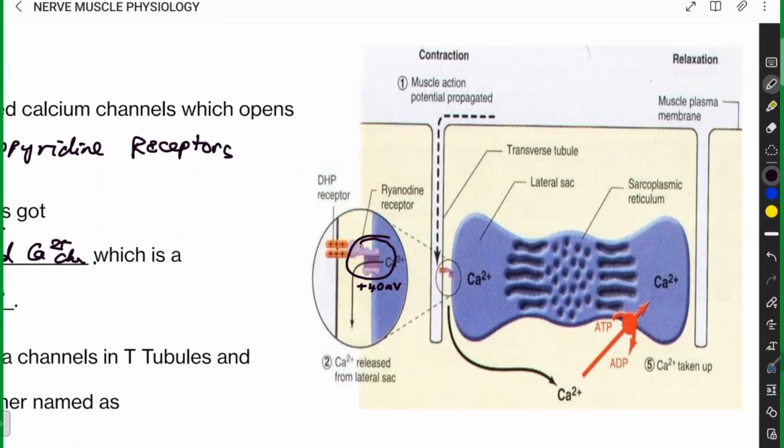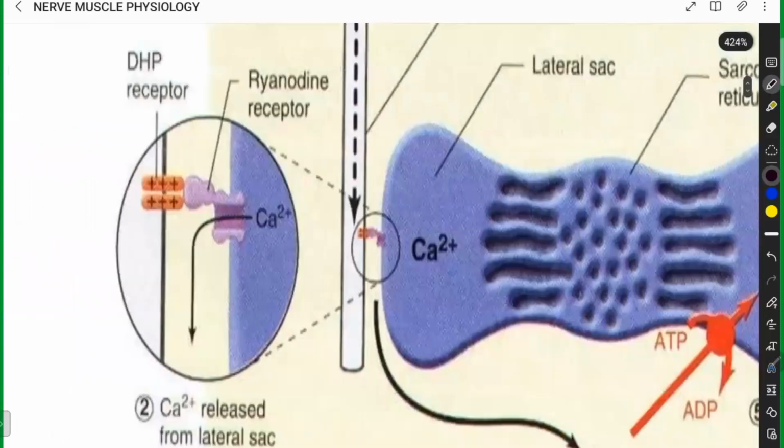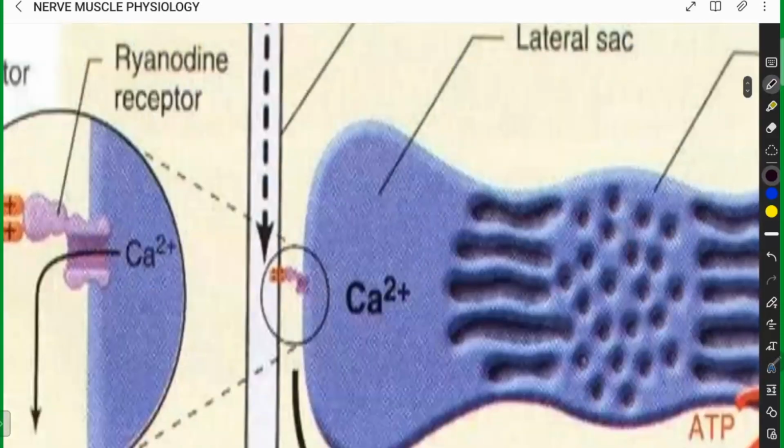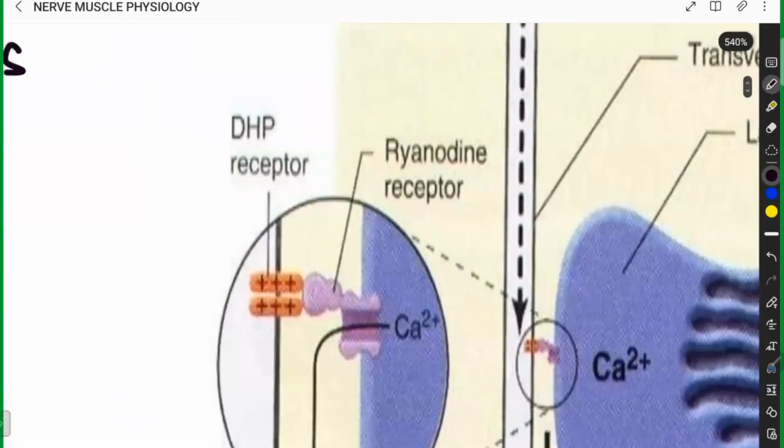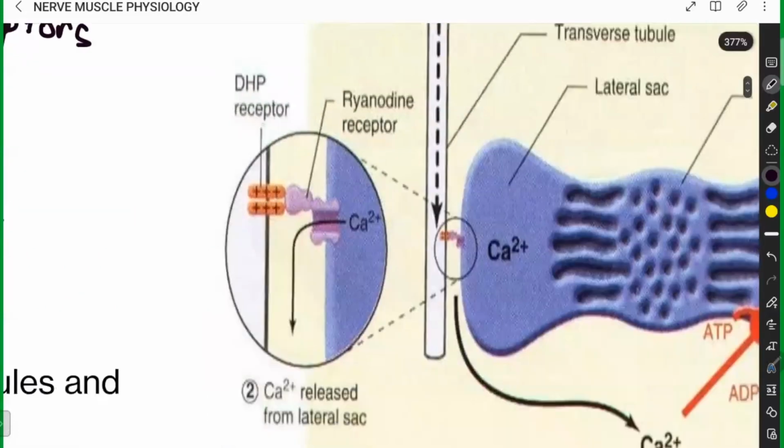This is your transverse tubule. Inside this transverse tubule you will see calcium channels. For those calcium channels to open, you have two ends. Listen carefully. This is your T tubule, and your T tubule is going to be like this.